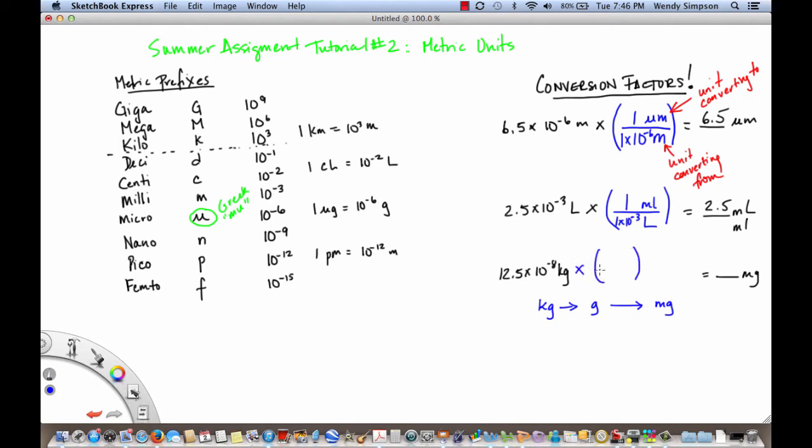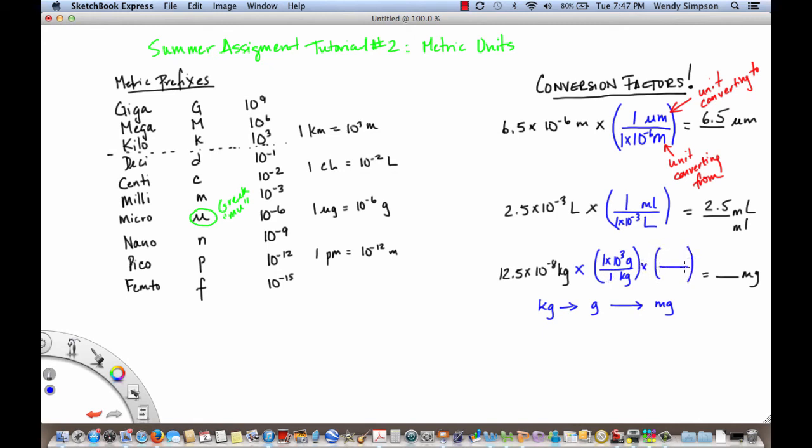So my first conversion factor, I'm converting to grams. So grams are going to go in my numerator, kilograms are going to go in my denominator. And I know from my chart over here, so if I look at kilo, okay, there's 1 times 10 to the third grams in 1 kilogram. So there's my first conversion factor.